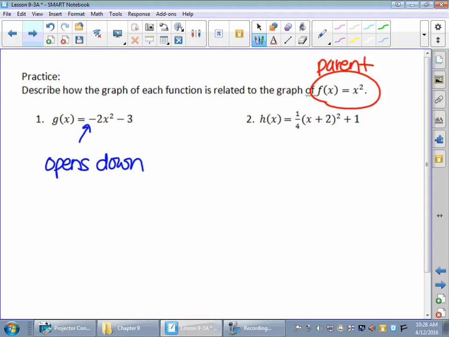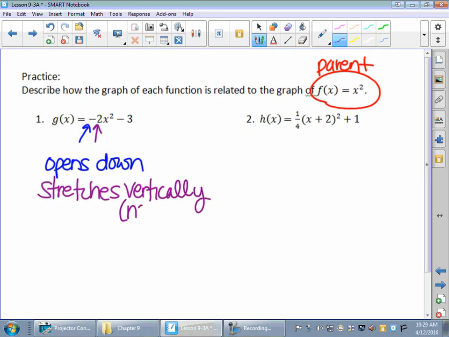What does the 2 tell you for the a value? Remember, if we just take the number, the absolute value of a, we don't care if it's positive or negative. The 2, that is greater than 1, so our a value is greater than 1, means it stretches vertically. Or you could say it's narrower than the parent graph, if we graphed both our original parent graph and the other one together.